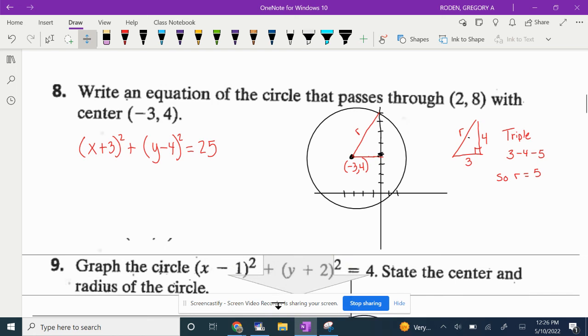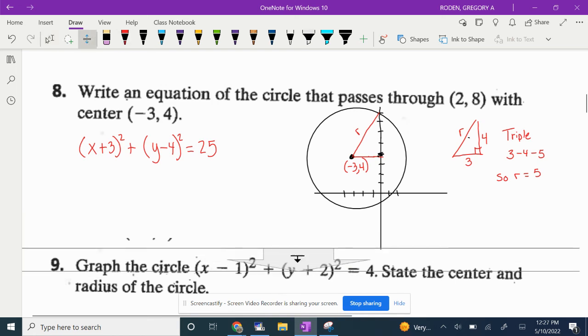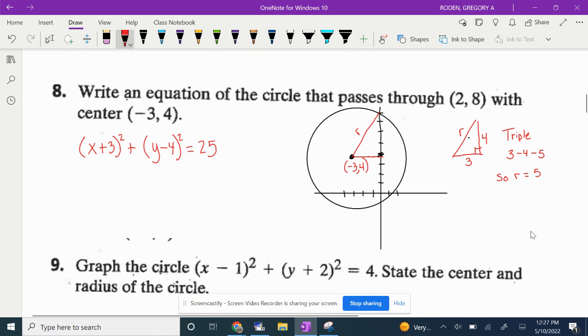Okay, so this next one says write an equation of this circle. Now, I just did a rough sketch of this circle, and I found on this circle that my center point was at negative 3, 4, because there's my center point. So now I need to know what my r is. So remember, my center point is at negative 3, 4. So there's my h is negative 3, so that becomes x plus 3 squared.